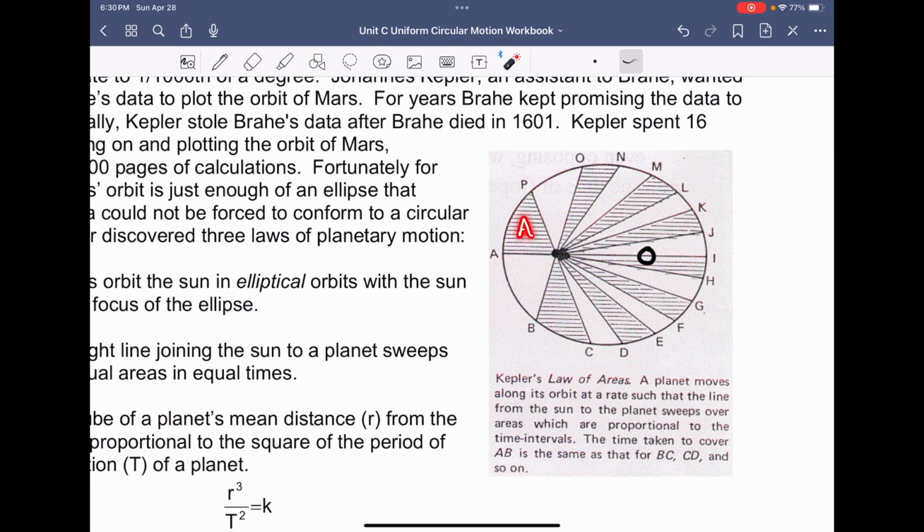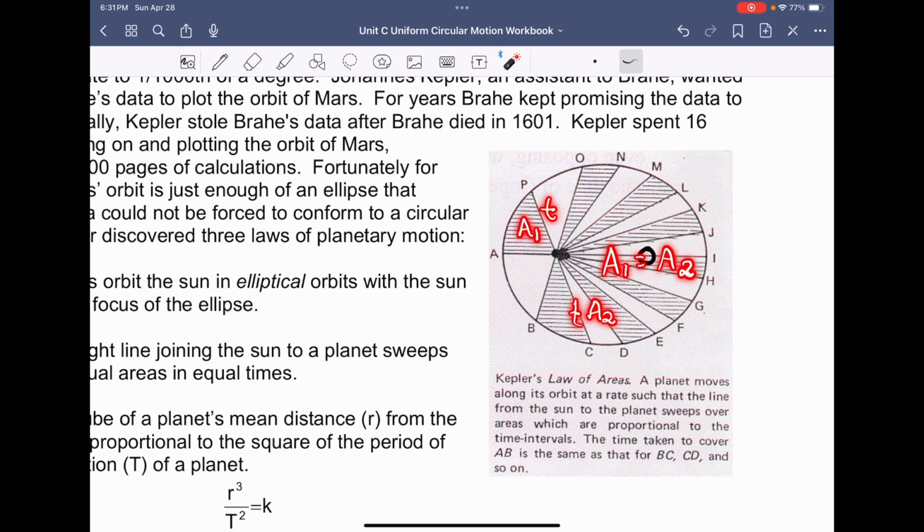If this is area 1 between P and A, and this sweeps out over some sort of time, let's call it T, then if I consider over here area 2 between C and D, in the same time period T, A1 and A2 would be equal to each other. So we can assume that the areas are the same for a given time interval, no matter where it is on that ellipse.